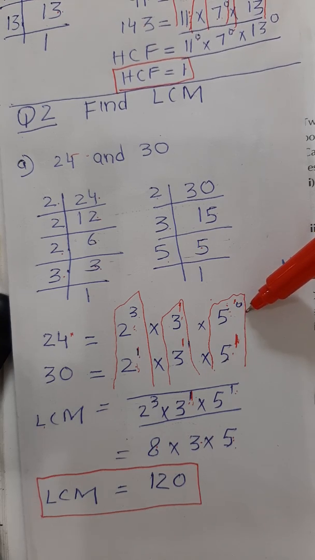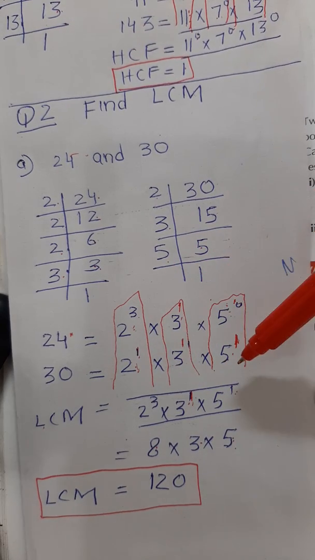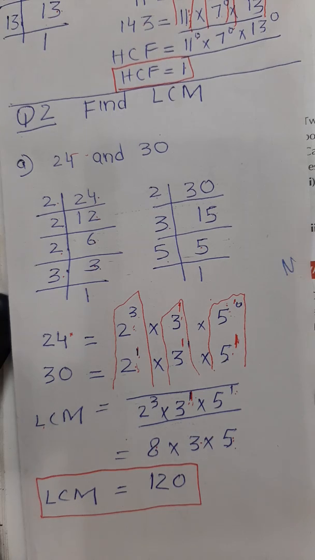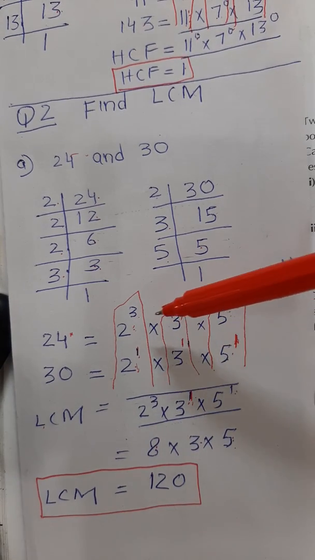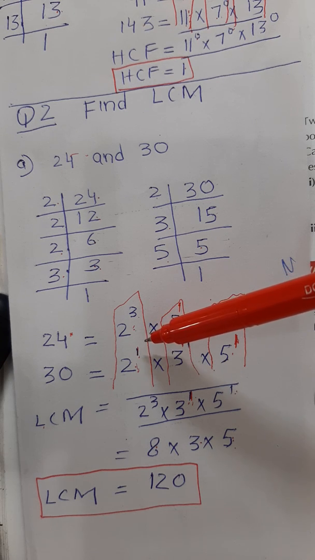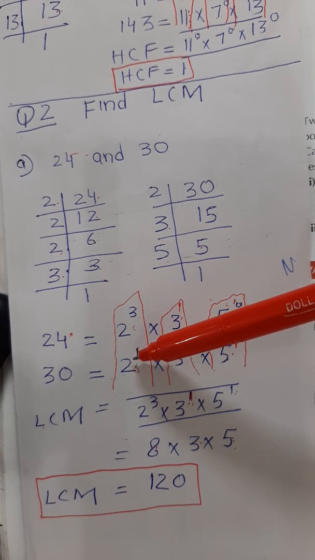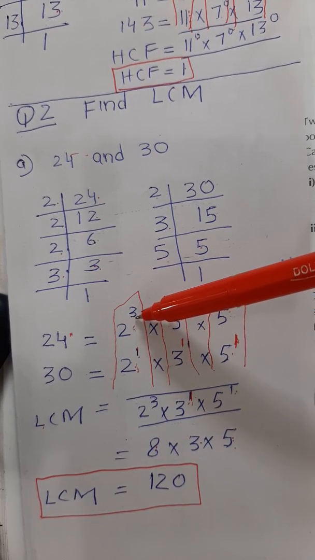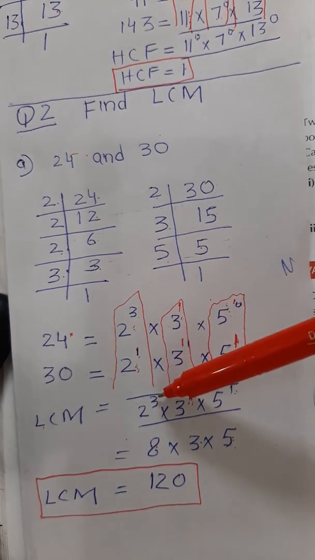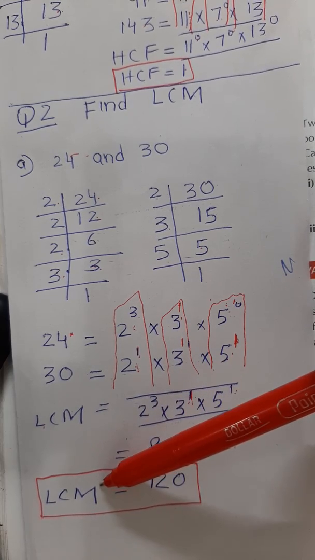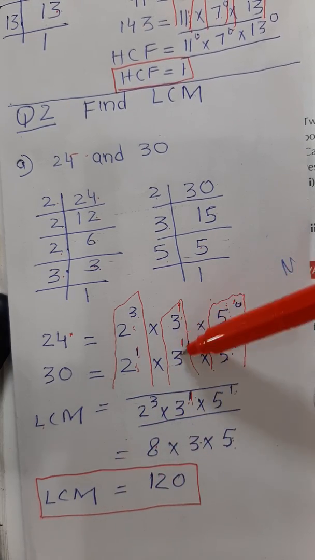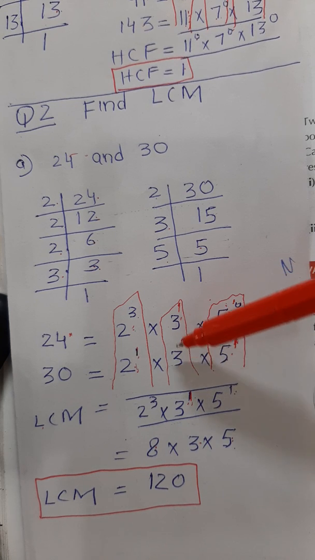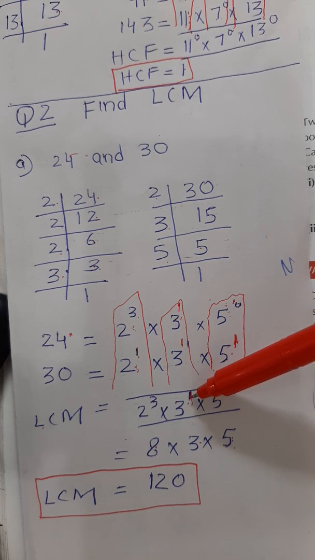Now I have completed all the columns of 2, 3 and 5. Because we are talking about LCM, from each column, take out the highest power of each number. From these two, I am going to take out the highest power, 2 power 3, because I am talking about LCM. Similarly, from the column of 3, when powers are equal, we will take the same power, so 3 power 1 will be taken out.